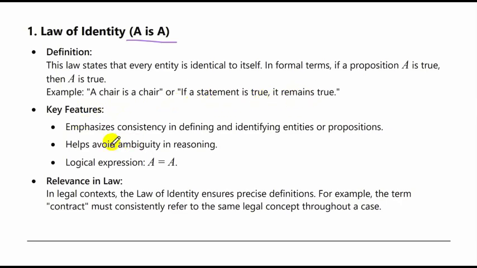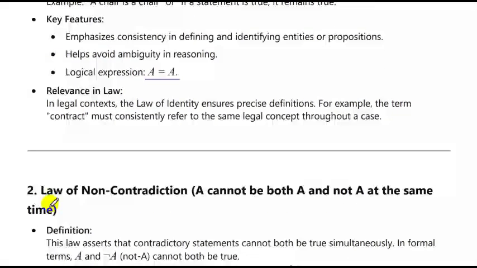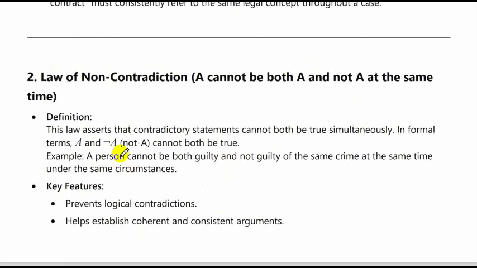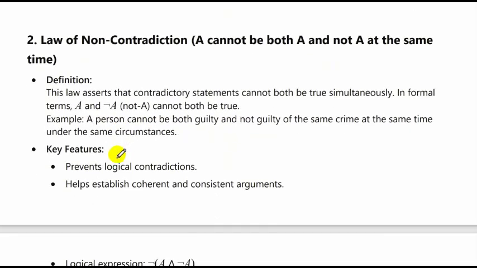Key features: it emphasizes consistency in defining and identifying entities or propositions, and helps avoid ambiguity in reasoning. The logical expression is A equals A. How is it relevant in law? In a legal context, the law of identity ensures precise definitions. For example, the term contract must consistently refer to the same legal concept throughout a case. A contract is a contract.